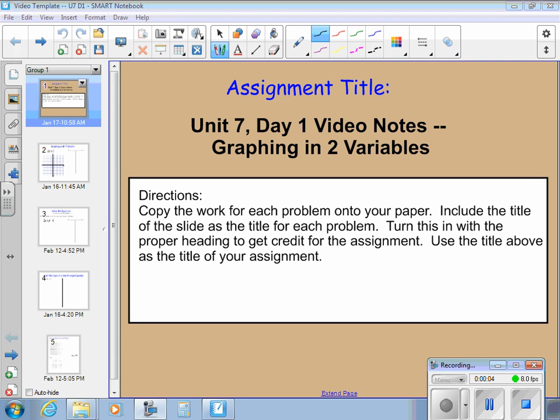Unit 7, Day 1 video notes, graphing in two variables.